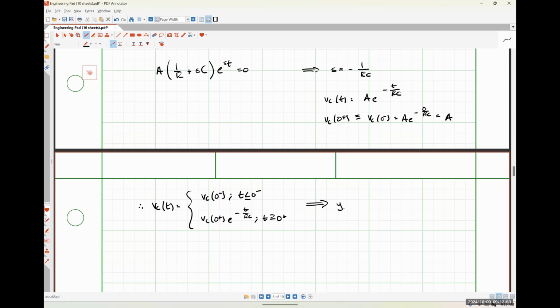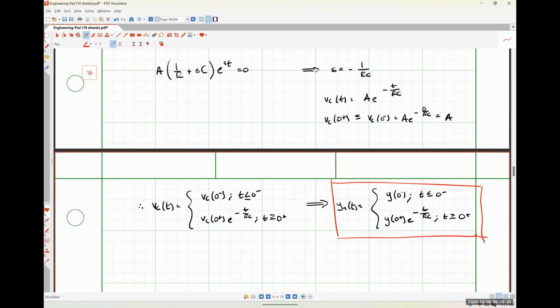So generically, our natural response for this RC circuit will be of the form Y at 0 minus for t less than or equal to 0 minus, and then Y at 0 plus e to the negative t over RC for t greater than or equal to 0 plus. So it's effectively the exact same expression, except that now we have a different scaling factor of time in our exponential decay.